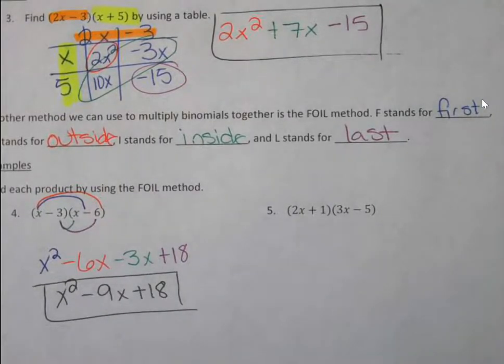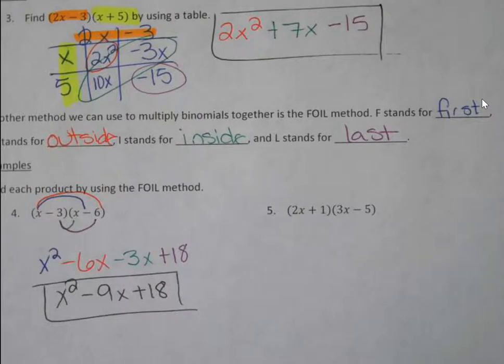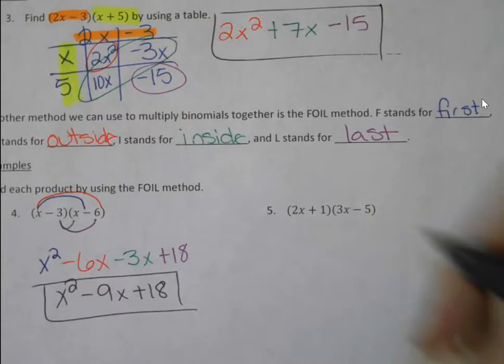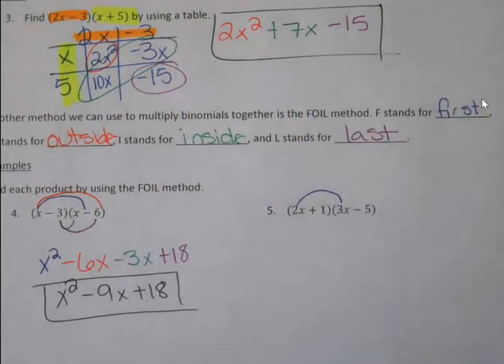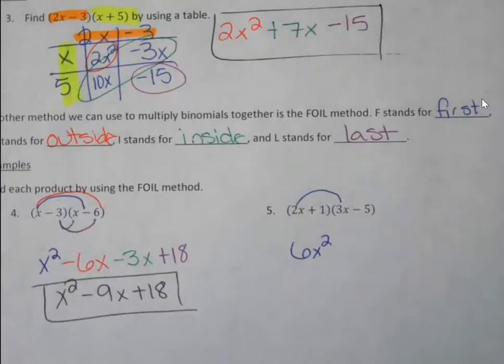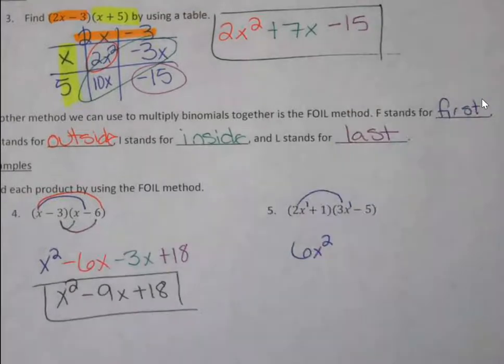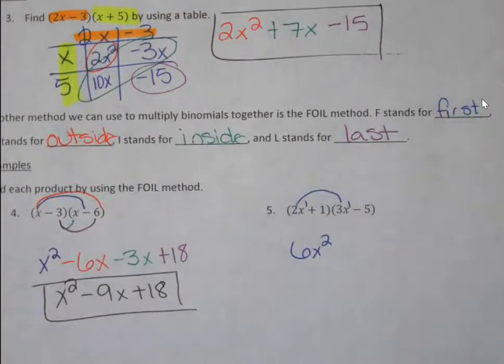Bless you. So, what's the first thing I want to do on number 5? Yeah, 2x and 3x, so 2x times 3x is 6x squared. I multiply the big numbers and I add the exponents on the x's. They both have secret ones.